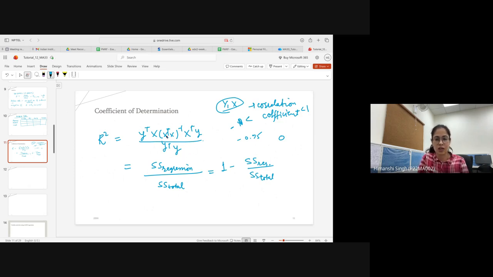So this is a very large calculation if we have 4 or 5 explanatory variables, and this will be very messy. But if you know the SS, the sum of squares due to regression, and the sum of squares due to total, then you can just directly calculate the ratio and find out r square.